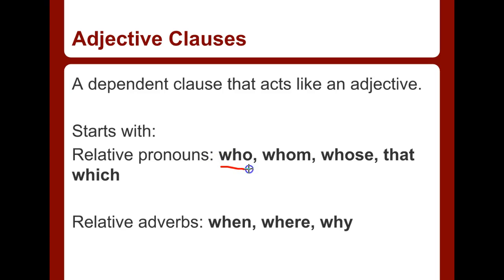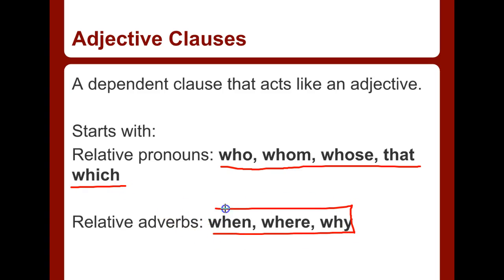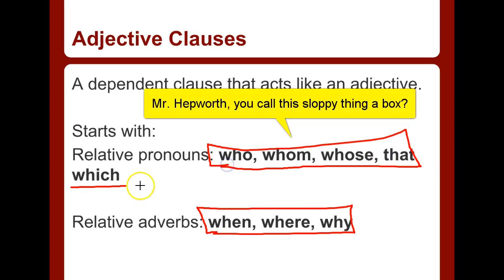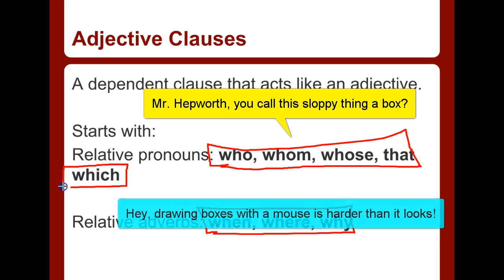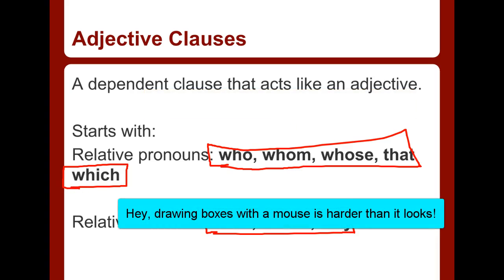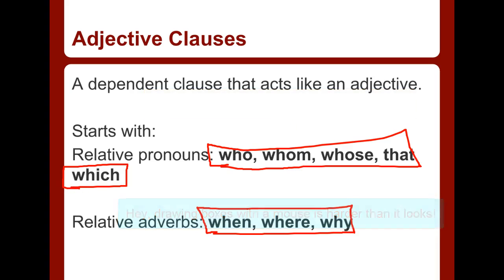Relative pronouns: who, whom, whose, that, and which. Or relative adverbs: when, where, and why. That's it. We can put a box around all of them just like this, because that's as many as there are. There are no more words that start adjective clauses.